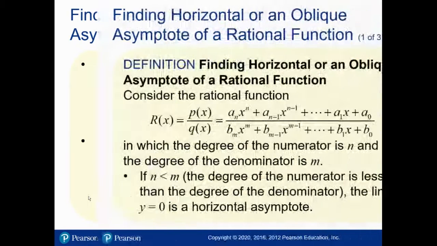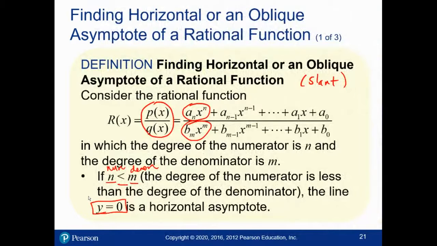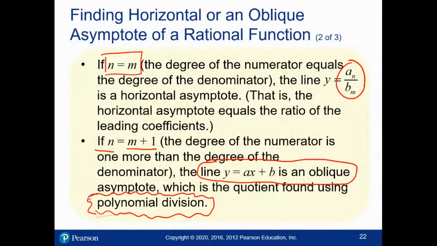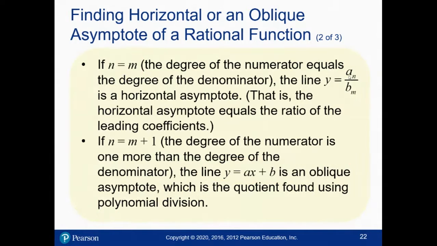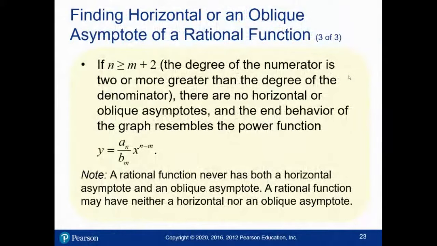Okay, so in summary, if the degree on top is smaller, y equals 0 is your horizontal asymptote. If the degree on top is equal, y equals the ratio of the leading coefficients is your horizontal asymptote. And if the degree on top is one larger, you do polynomial long division to find a line that is your oblique or slant asymptote. If the degree on top is bigger than that, at least 2 over, the end behavior represents a certain power function, which you would determine using polynomial long division. Okay. So let's see some examples.